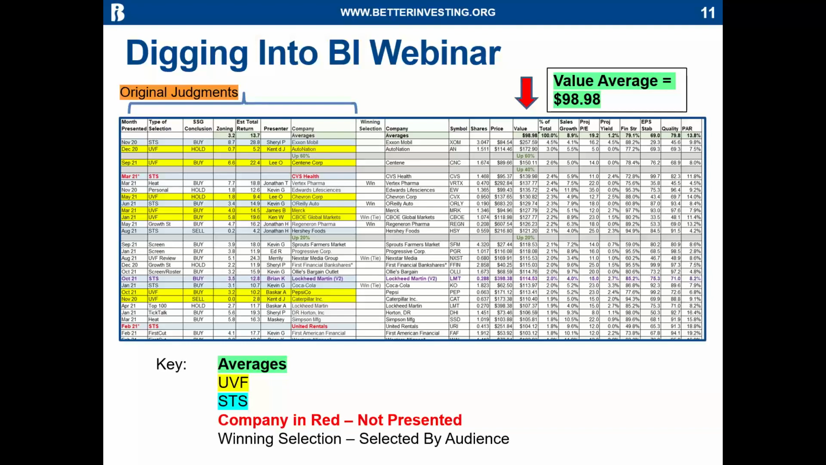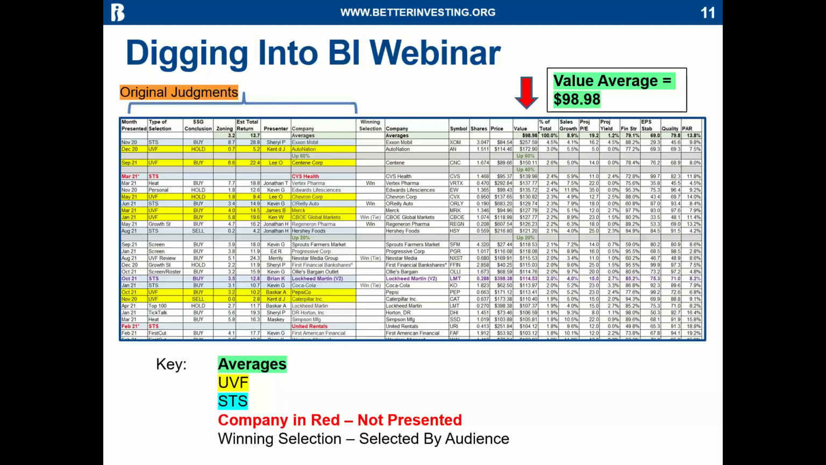To make it a little bit easier, the undervalued features are highlighted in yellow, and the stock to studies are in the light bluish color. There are 2 stocks in red because, while they were stock to studies, they weren't presented, as we didn't get them in time from headquarters to be able to do it.